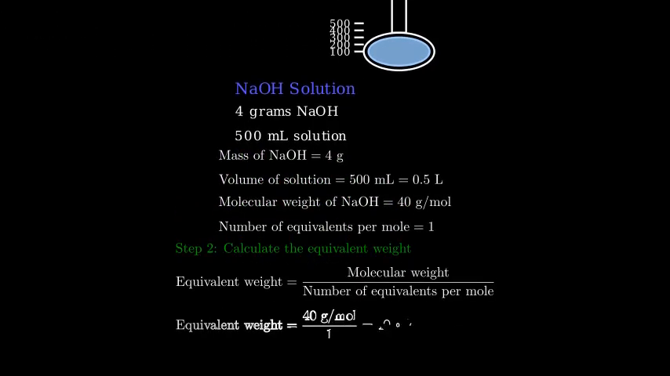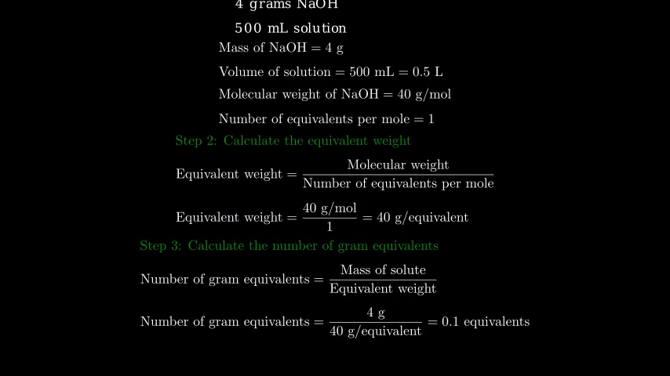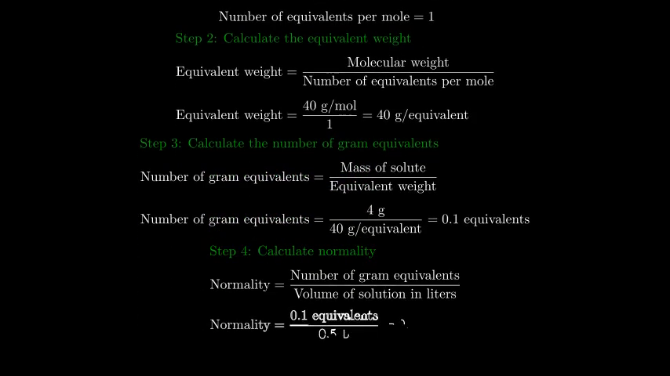Step 2, calculate the equivalent weight. Equivalent weight equals molecular weight divided by number of equivalents per mole. Equivalent weight equals 40 grams per mole divided by 1 is equal to 40 grams per equivalent. Step 3, calculate the number of gram equivalents. Number of gram equivalents equals mass of solute divided by equivalent weight. Number of gram equivalents equals 4 grams divided by 40 grams per equivalent equals 0.1 equivalent. Step 4, calculate normality. Normality equals number of gram equivalents divided by volume of solution in liters. Normality equals 0.1 equivalents divided by 0.5 liters equals 0.2 N.